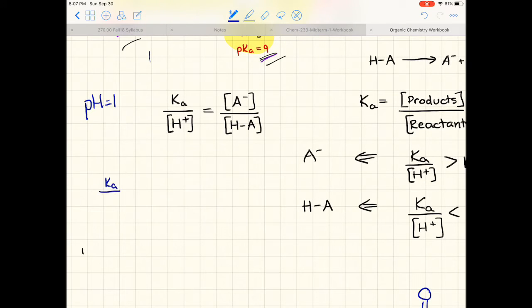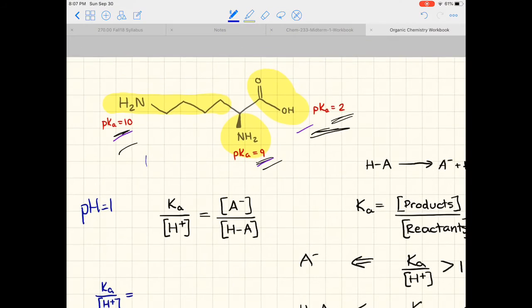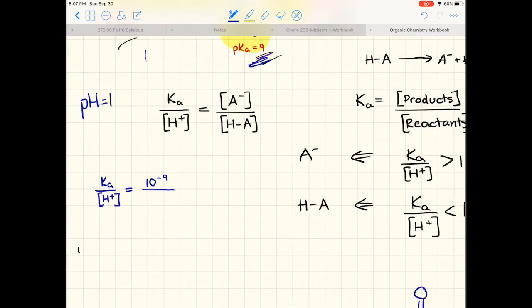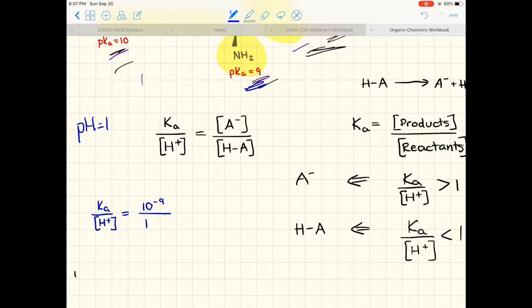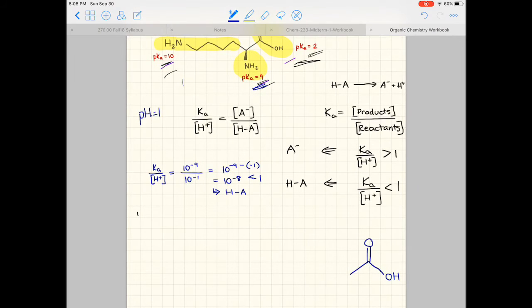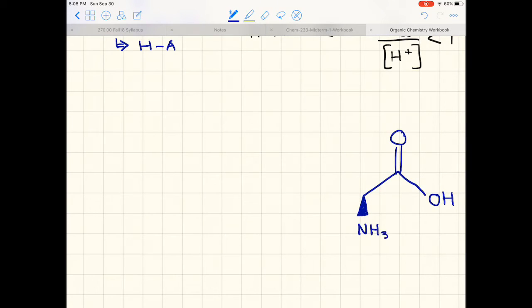Now next, the Ka and H plus of this group. The pKa is 9, so it'll be 10 to the negative 9, and the H plus concentration is still 10 to the negative 1. And so we get 10 to the negative 9 minus negative 1, which is 10 to the negative 8. That's still less than 1, which means it'll be in its acidic form, and that means it will accept a hydrogen and become protonated.